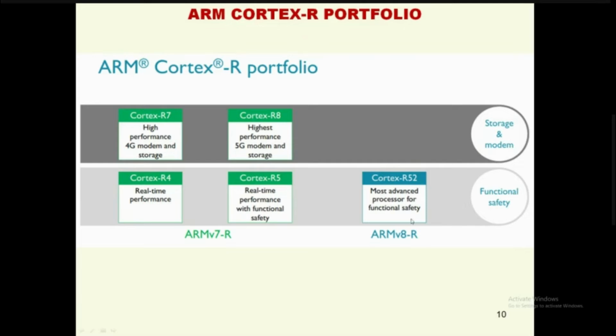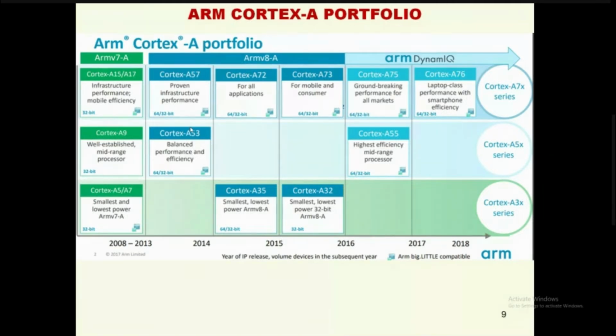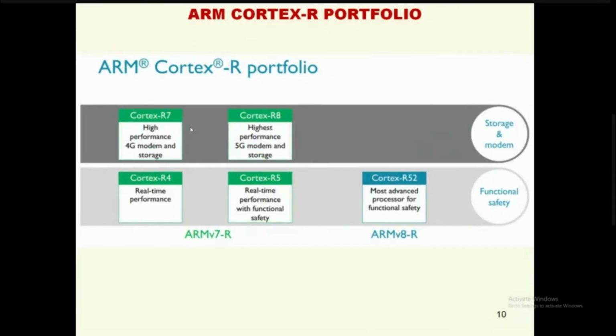Version 8 instruction set architecture is used in Cortex-R52, which is the most advanced processor for functional safety. Your internet modem, which is available inside your mobile phone, uses the Cortex-R8 series and R9. Please try to understand, in our mobile phone, we have a modem, we have storage, and we have multimedia applications as you see here. So a Qualcomm Snapdragon may incorporate Cortex-A processors for multimedia applications, Cortex-R processors for storage and modem, and Cortex-M processors for high input-output. Multi-core possibilities are possible with respect to ARM Cortex.